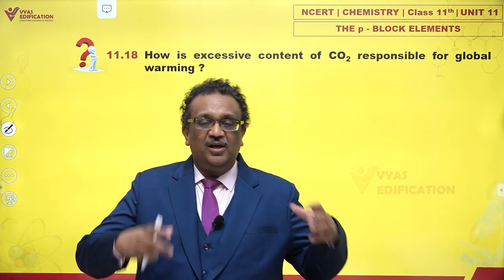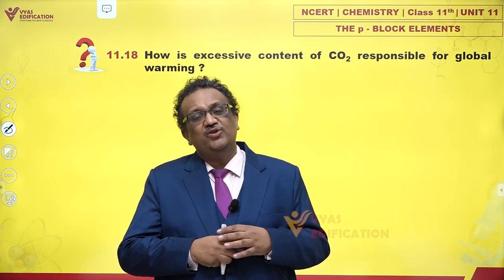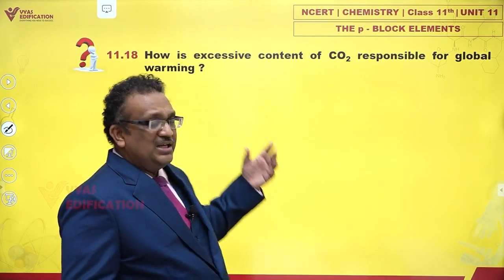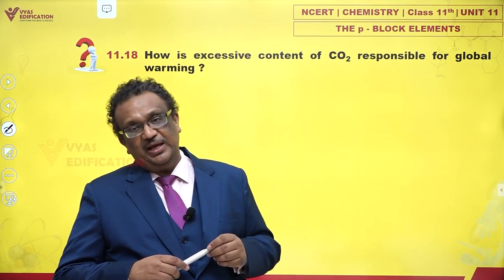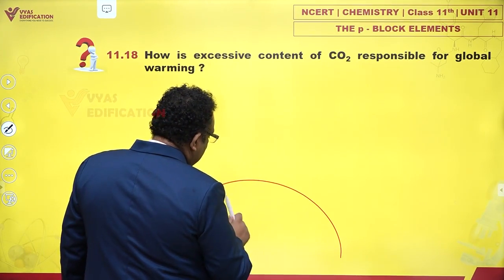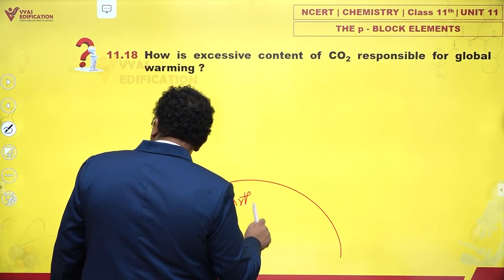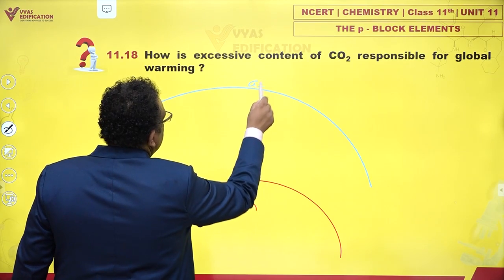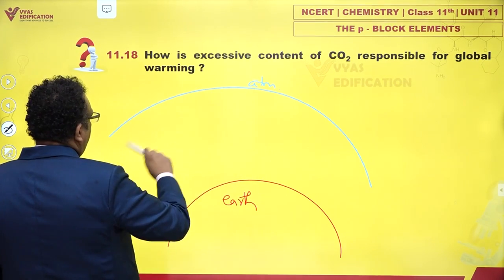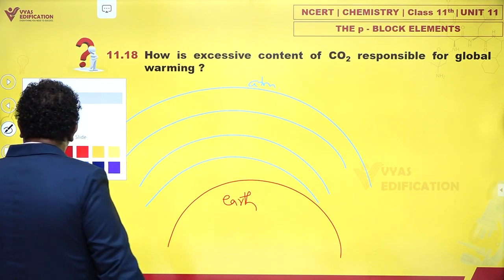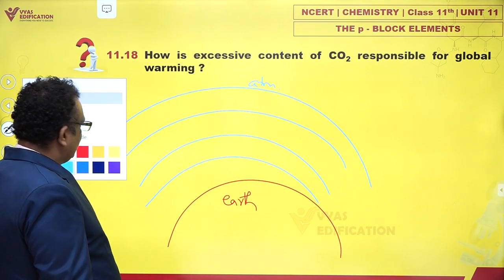Actually, if the percentage of carbon dioxide in the atmosphere increases, you know what happens? Carbon dioxide is a gas which is typically termed a greenhouse gas. What do you mean by greenhouse gas? What happens is this. Say, if this is Earth, and above Earth you have a lovely atmosphere. Now, atmosphere has different layers, you know that. We have stratosphere and exosphere and all kinds of spheres.